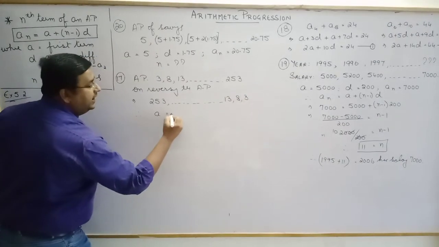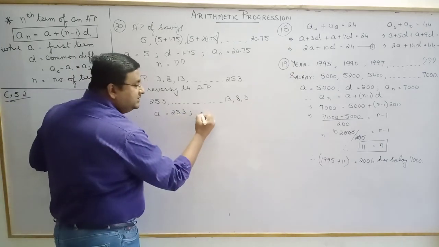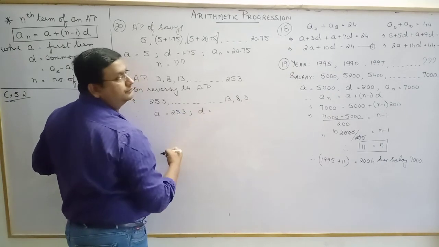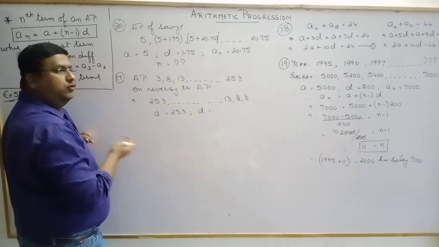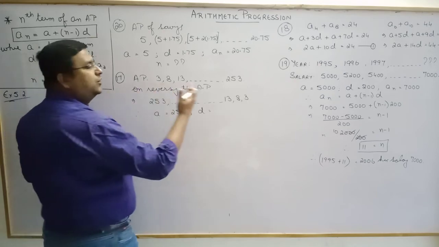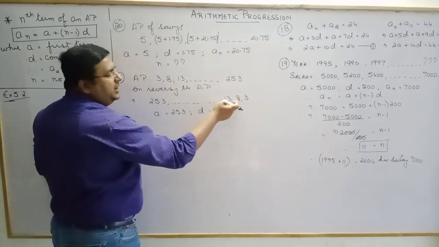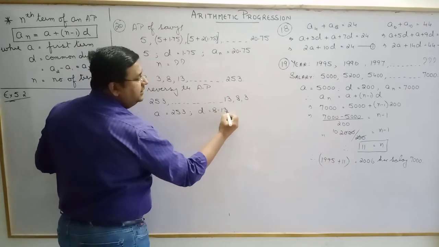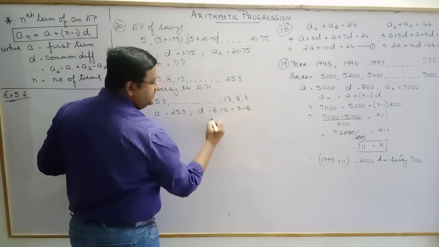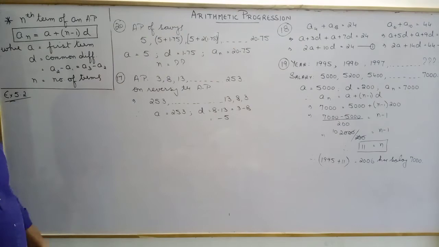Now how much is A? 253. How much is D? Sir, second term minus first term, but it is not there. How do I write down the second term? So come back over here. D is what? Succeeding term minus preceding term. 8 minus 13, 3 minus 8. That is equal to what? Minus 5. Isn't it? Yes or no?